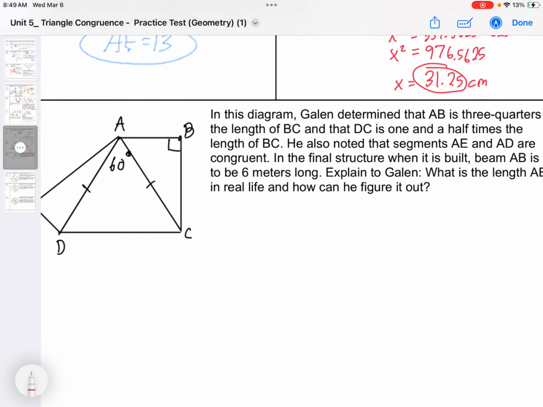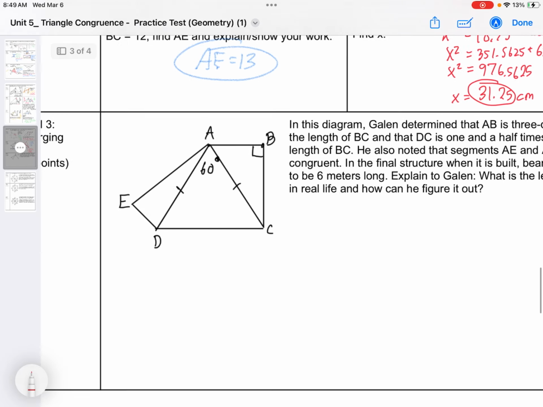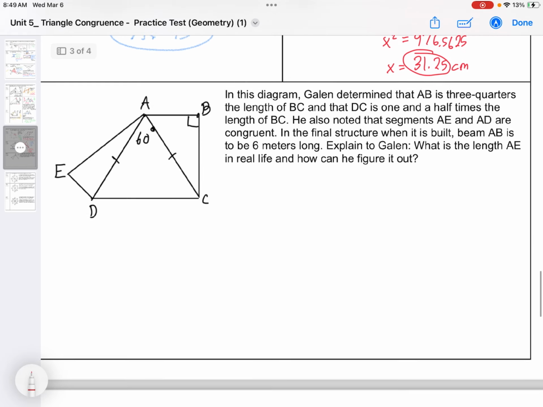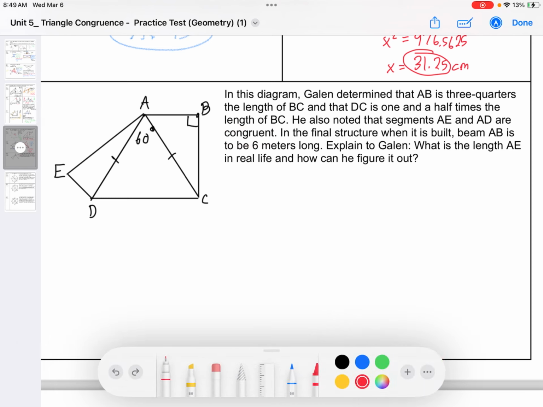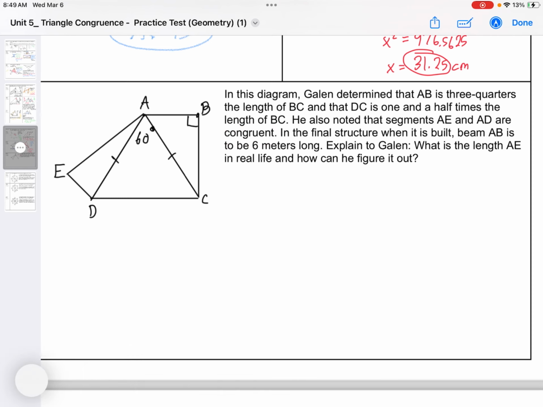All right, here's our final problem on level 3. In the diagram, Galen determined that AB is 3/4 the length of BC, and that DC is 1.5 times the length of BC. Oh boy. He also noted that segments AE and AD are congruent. I still don't see anything on here that I can mark until they say congruent. AE and AD are congruent. AE is congruent to AD.